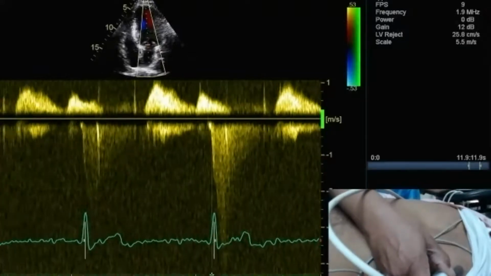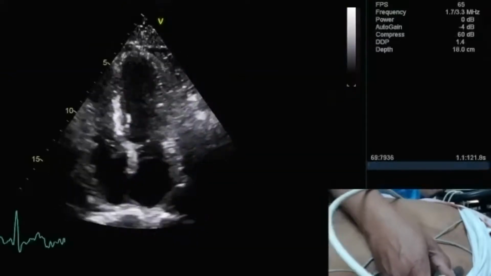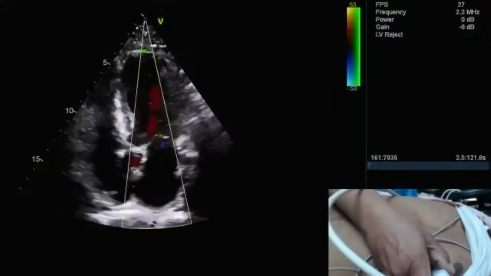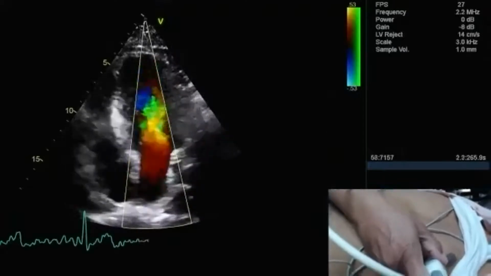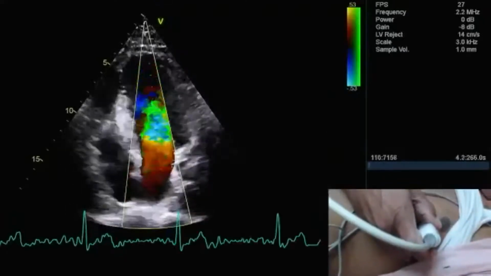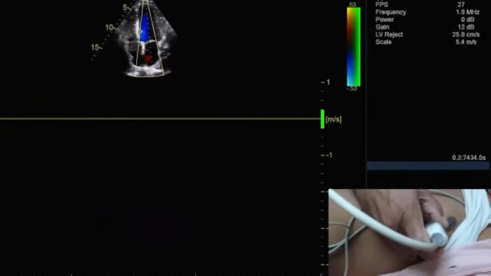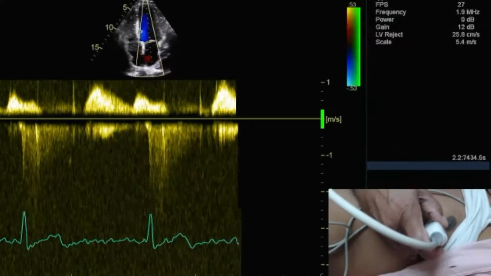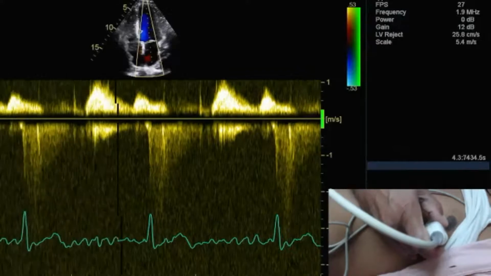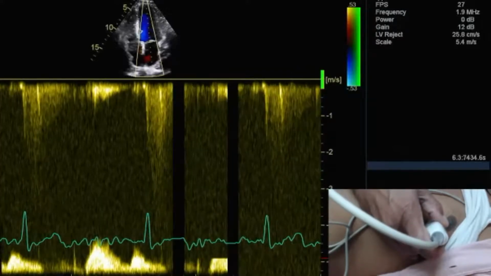Now I can see velocities of almost 4 meters per second. It may be more, I'm not saying, but at least 4 meters per second of flow velocity. Mitral regurgitation. And to tell you very honestly, if we happen to see a 4 meter flow velocity, I will not be comfortable at all, because I should expect a velocity of at least 5 meters per second.